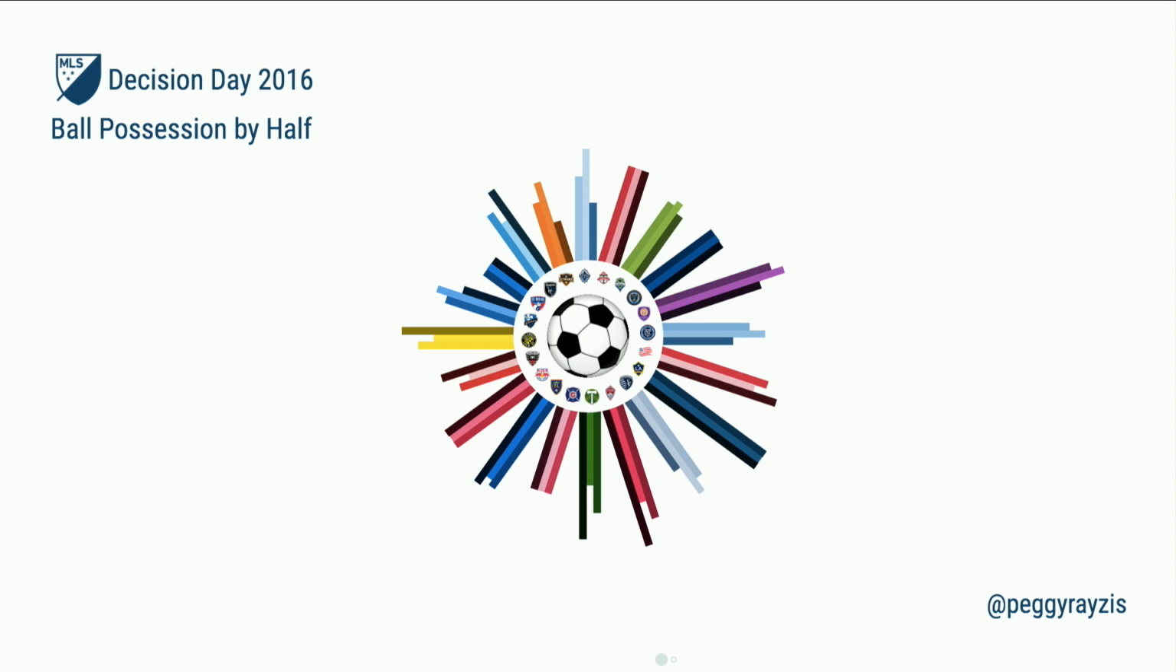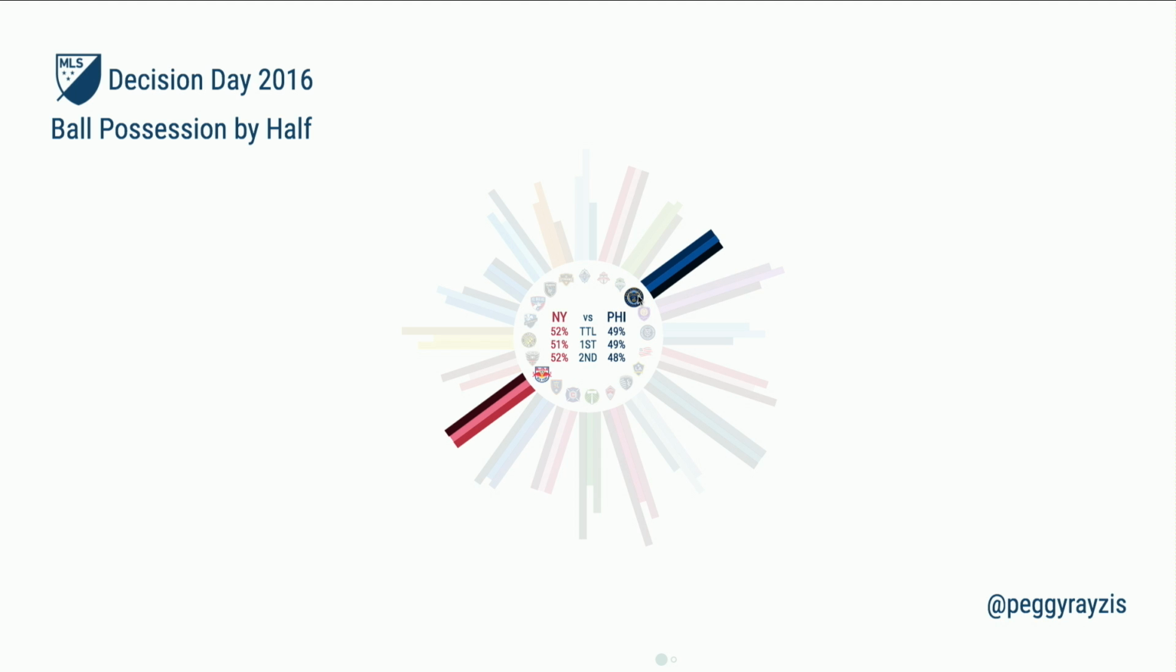Here we have a radial bar chart illustrating ball possession on decision day, which is the only day out of the year where all the MLS clubs play each other. This demo showcases how easy it is to integrate Victory directly into your existing components architecture and create complex data visualizations. The other cool thing that you can see here is that all the animations are actually cross-platform.